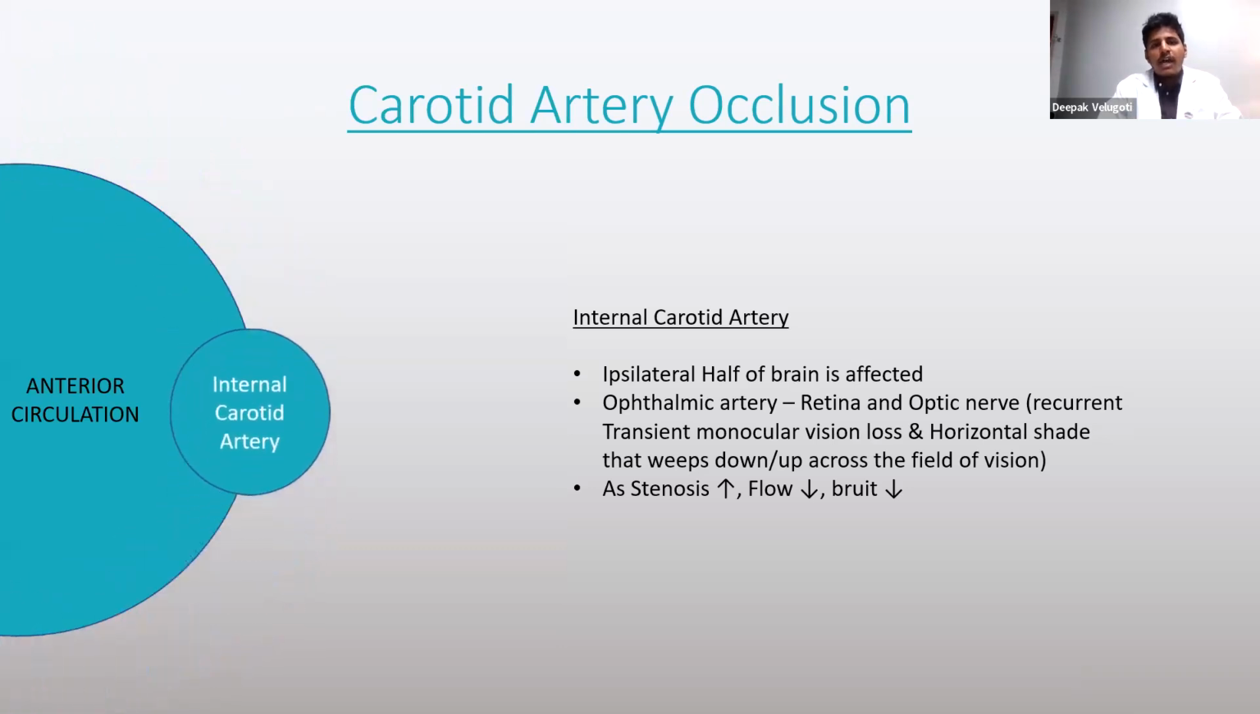Coming to carotid artery occlusion, internal carotid artery occlusion or stenosis involves the ipsilateral half of the brain and can be identified by an important sign, recurrent transient monocular vision loss. Clinically, we can hear the carotid bruit, but as the stenosis increases, the flow decreases and the bruit decreases. So patients without a bruit cannot be ruled out of carotid artery stenosis.